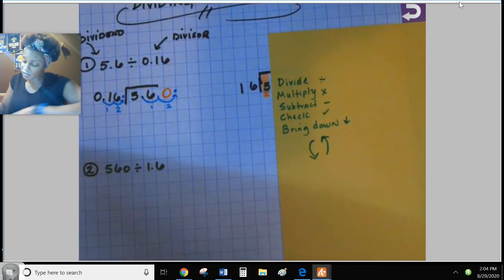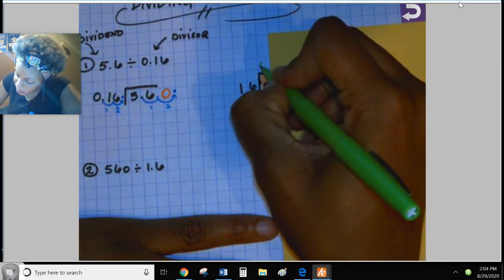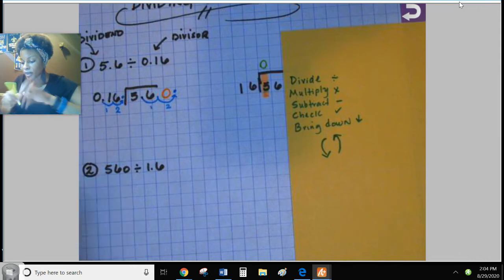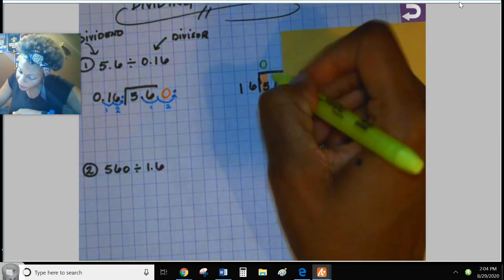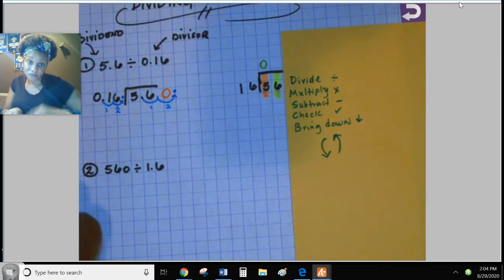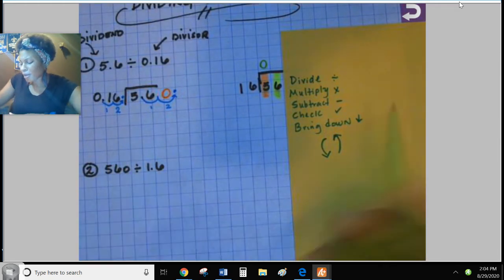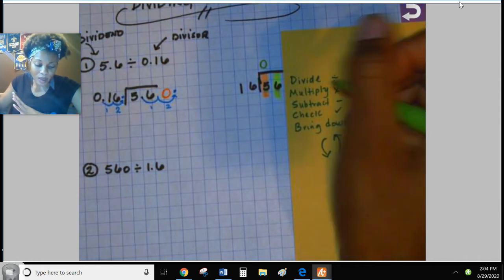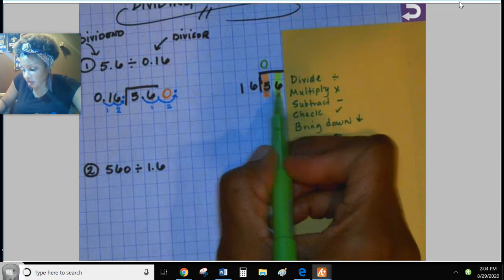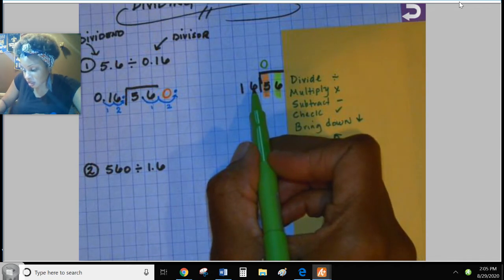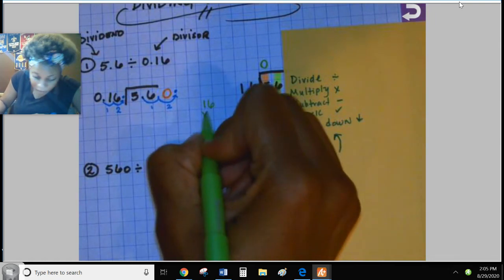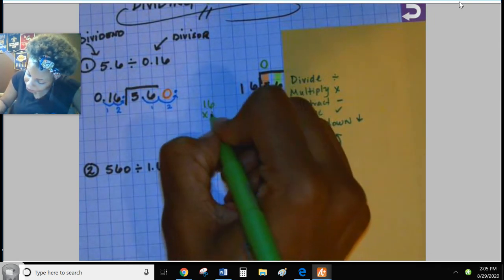No, there are no groups of 16 in 5, so I'm going to put a 0 here. Now I slide my paper over. I'm going to use my highlighter so that you can see how things are lining up. Now I'm dividing 16 into 56. I don't know my 16 times table, so I have to do a little bit of scratch work. I don't think I want to start with 16 times 5 because that would be too big, because I know that 6 times 5 is 30. So I might try doing 16 times 4.